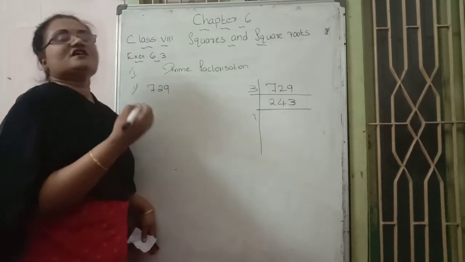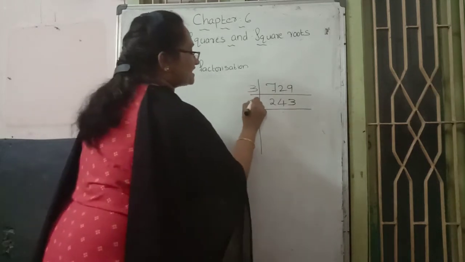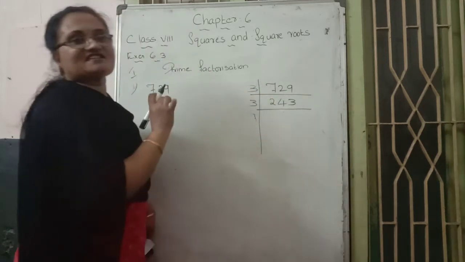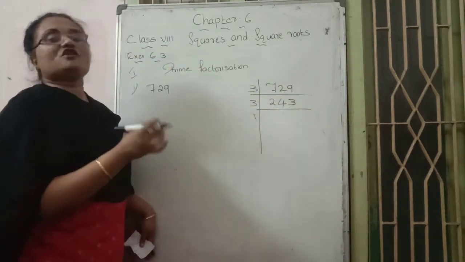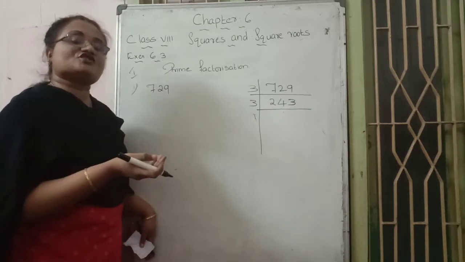That's why we can again continue with the prime number 3. The first digit is smaller than the divisor, so we take a two-digit number, that is 24. Again we check the 3 table for 24.